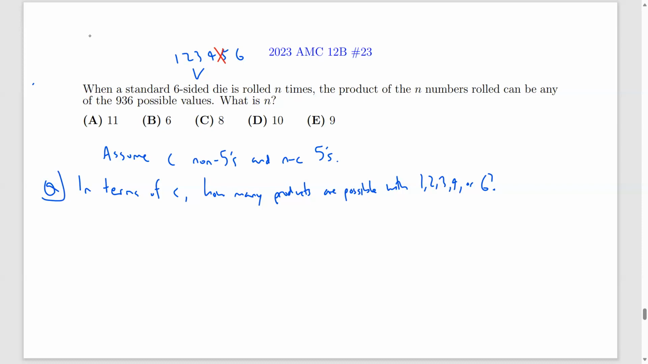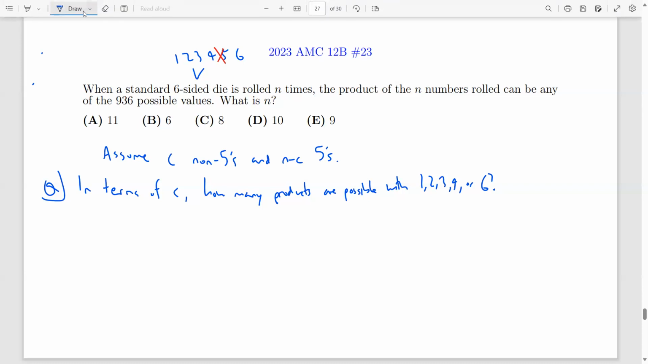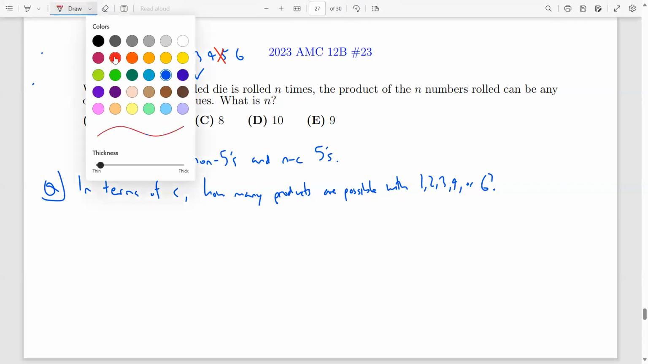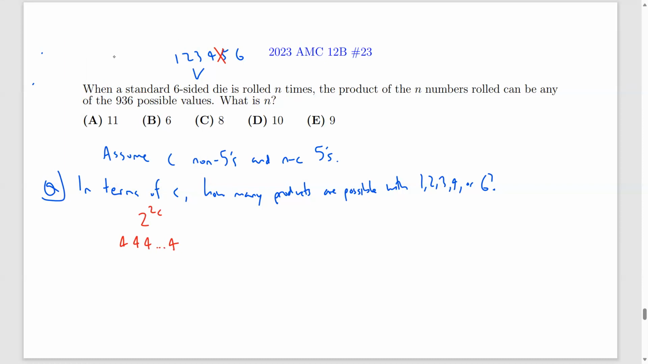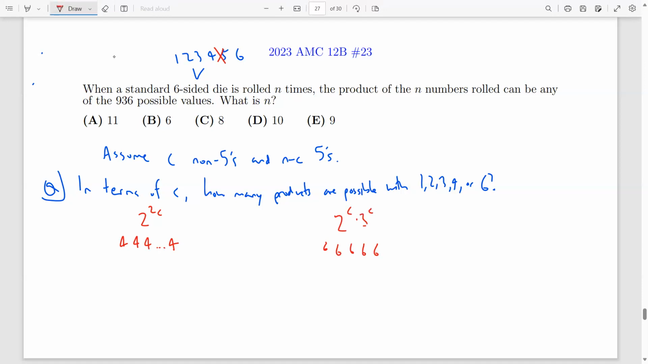So if I were to roll all fours, so in other words, if I were to roll C 4s, then the product would be 2 to the 2C, because 4 to the C is equal to 2 to the 2C. On the other extreme end, if I rolled all sixes, then the product would be 2 to the C times 3 to the C.